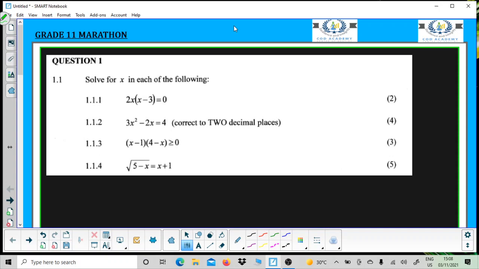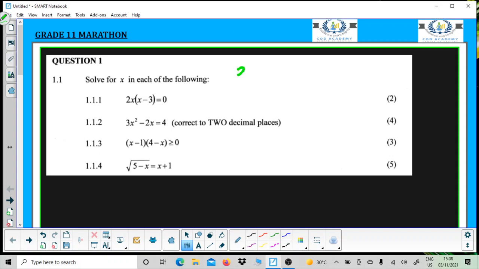So here we are. We would like to solve, say, question 1. This is where people collect all their marks. I mean, it's algebra and it's paper 1. You collect everything that's available. So you go for it. There are ways in which they ask you, for example, the first one, 1.1.